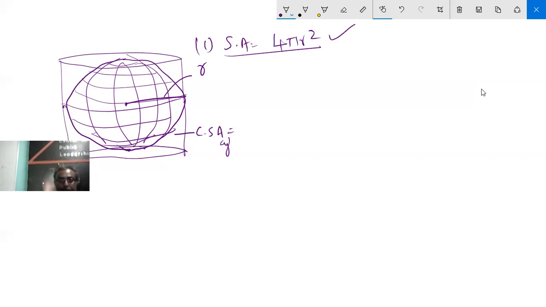CSA of the cylinder is asked. 2 pi RH, sir.